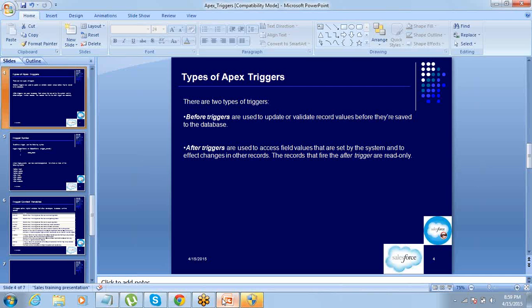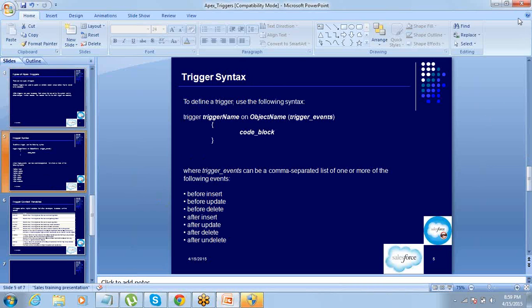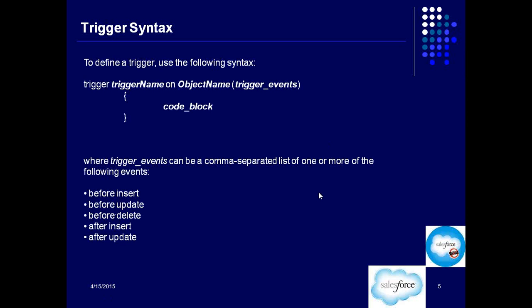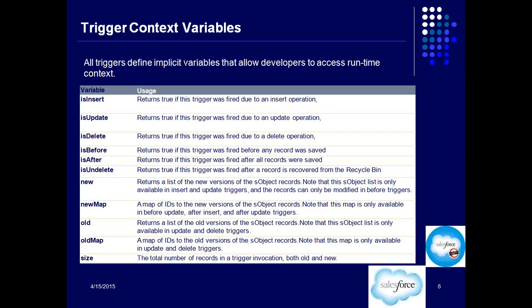So the next slide that we have, we understand the syntax and the events and everything. The next slide we are going to talk about the context variables. Okay, so these are the trigger context variables. All triggers define implicit variables that allow developers to access the runtime context. Okay, so the records which are being used in that execution of the trigger can be accessed using these context variables. Okay, so these are the default methods or variables which are already there.